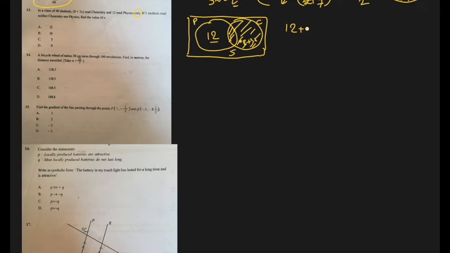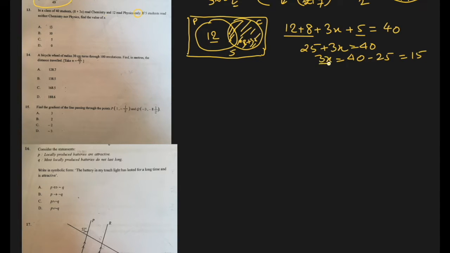So 12 plus 8 plus 3x plus 5 is equal to total how many? 40 students. 40. So 12 plus 8, 20 plus 5, 25. So 25 plus 3x equal to 40. 3x equal to 40 minus 25, which is 15. Divide both sides by 3. So 15 divided by 3 is 5. That is the value of x. That's what they ask, right? Find the value of x.